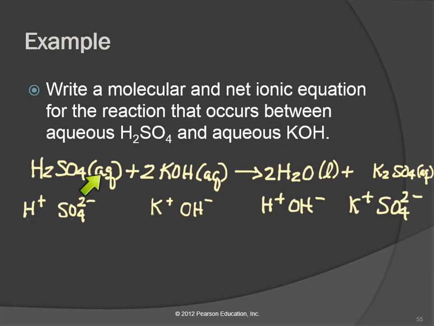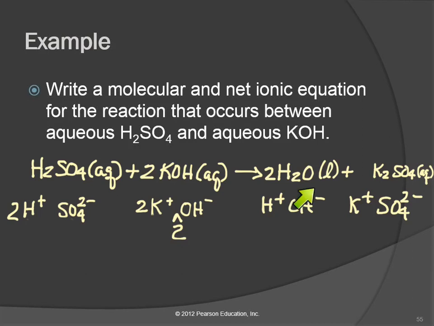This is an aqueous compound. It gets separated into ions. How many hydrogen ions are in 1 unit of this? 2, right? So this would be 2 of those and 1 sulfate. This, now that we've got a coefficient of 2 in front of it, that means there would be 2 potassium ions and 2 hydroxide ions from that one. I'm kind of writing just a scribbly complete ionic equation here.